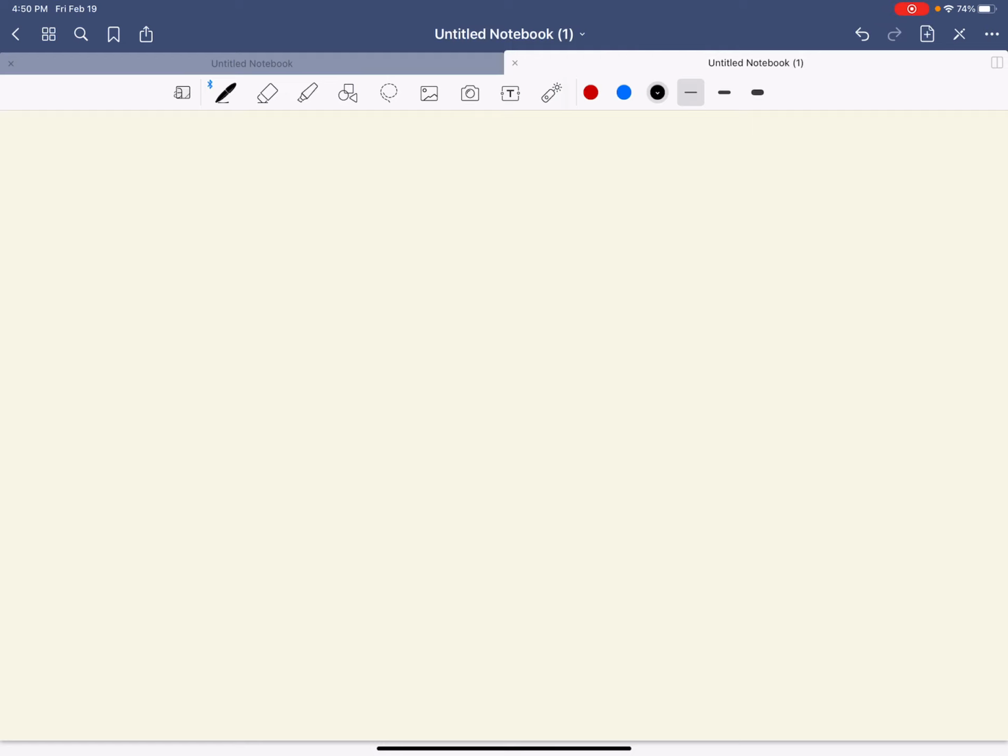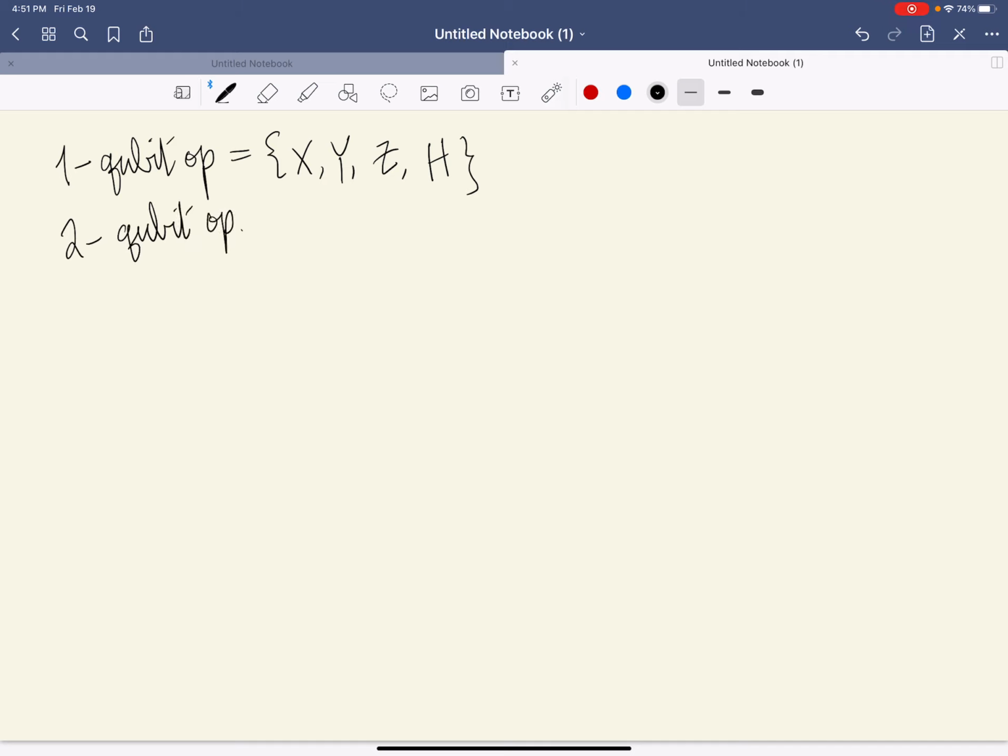So last time I talked extensively about one qubit operations, which include the X, Y, and Z operations, and also a special combination of X and Z called the Hadamard operation. So today I'm going to start talking about the two qubit operation. And the most important of the two qubit operations is the Cnot operation.